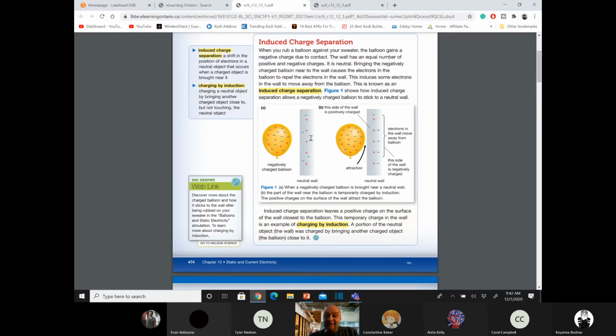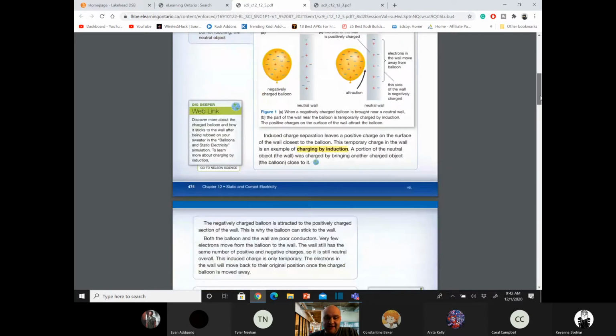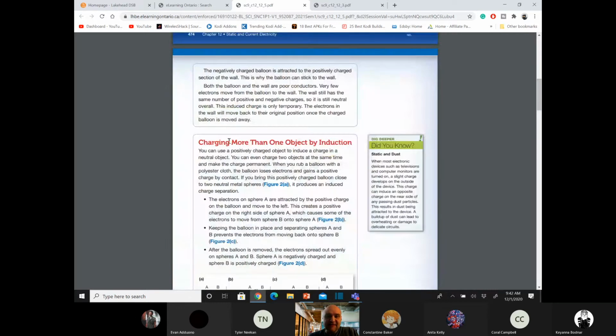Anyway, this whole thing is called induction because there's no transfer of charge. You're just sort of pushing the electrons away. Okay, it does go on to explain it here. The negatively charged balloon is attracted to the positively charged section of the wall. This is why a balloon can stick to the wall. Both the balloon and the wall are poor conductors. Very few electrons move from the balloon to the wall. The wall still has the same number of positive and negative charges, so it's still neutral overall. Just the electrons get pushed away. When you move the balloon away, the electrons will come back. This induced charge is only temporary. The electrons in the wall will move back to their original position once the charged balloon is moved away.